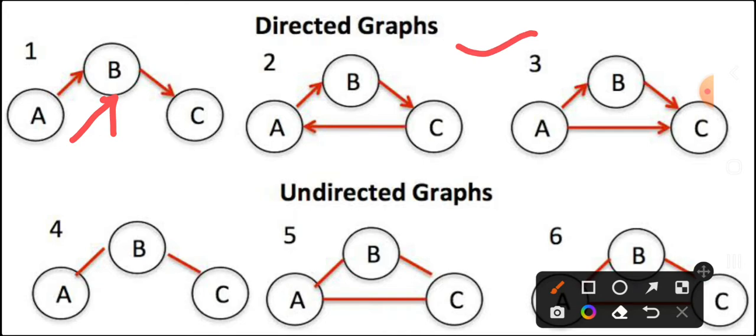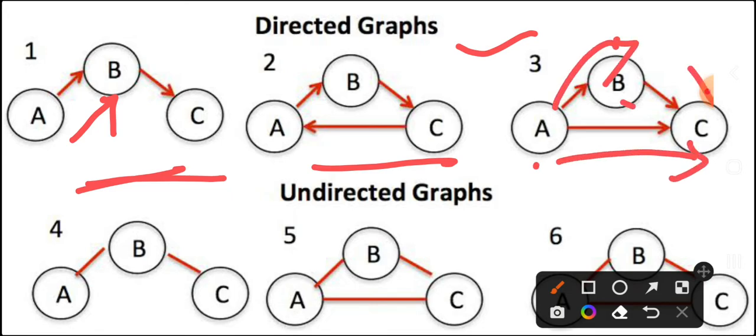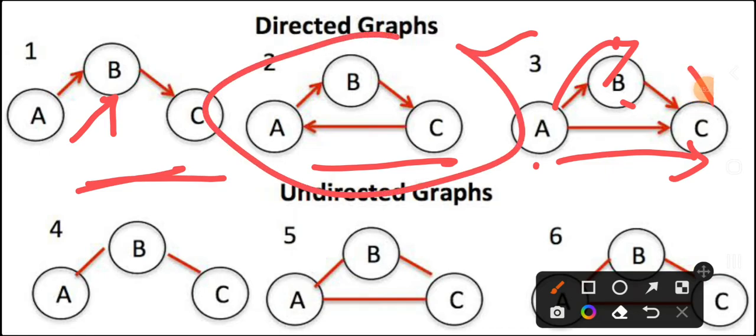See here, in this first case, we go from A to B and from B to C. In the next case, A goes to B, B goes to C, and C goes to A. In the same way, A can go to B, A can go to C, and B can go to C. It cannot be reversed. In this second case, we can go from C to A, but you should not come from A to C, because it is a directed graph. You should go in the particular direction in which they have given. Okay, this is what the directed graph is.